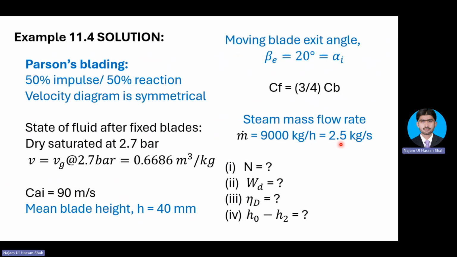And we have to determine these 4 things. 1, we have to determine the speed of the moving blade wheel. We have to determine the diagram work, the diagram efficiency, and the enthalpy drop in the stage of the reaction turbine.